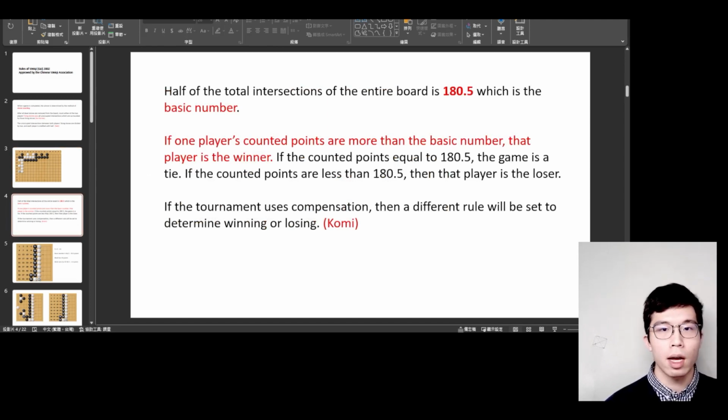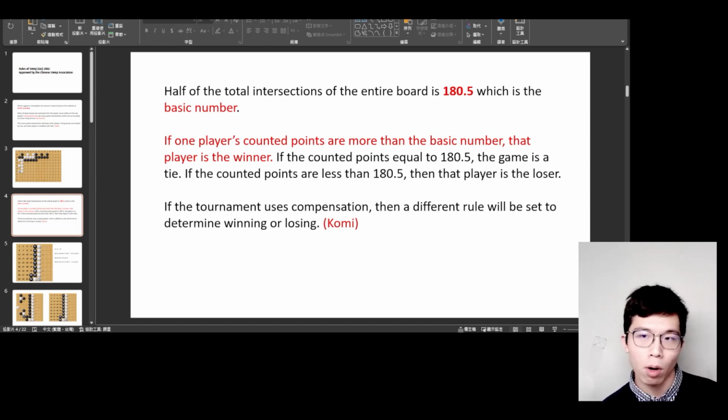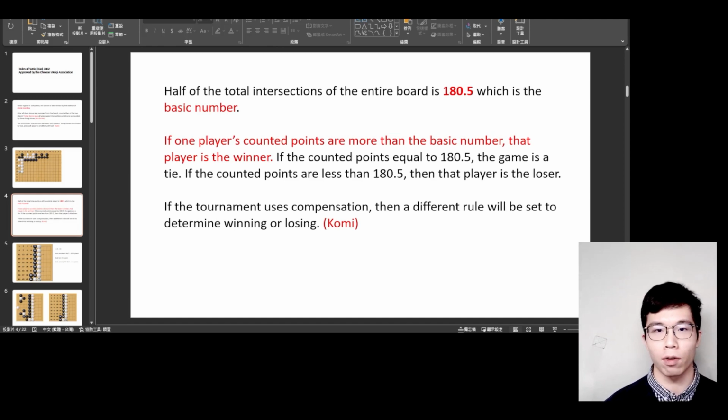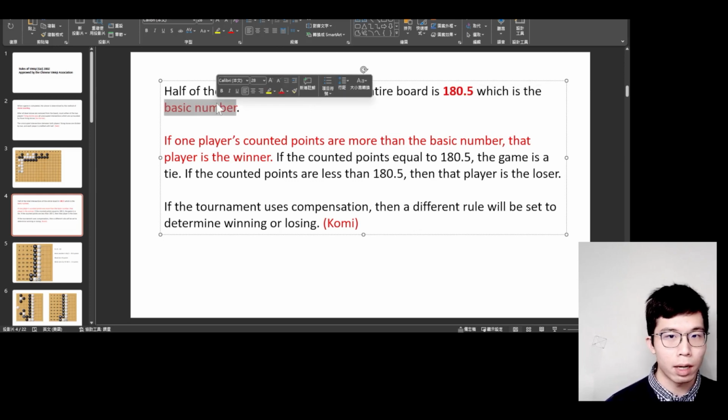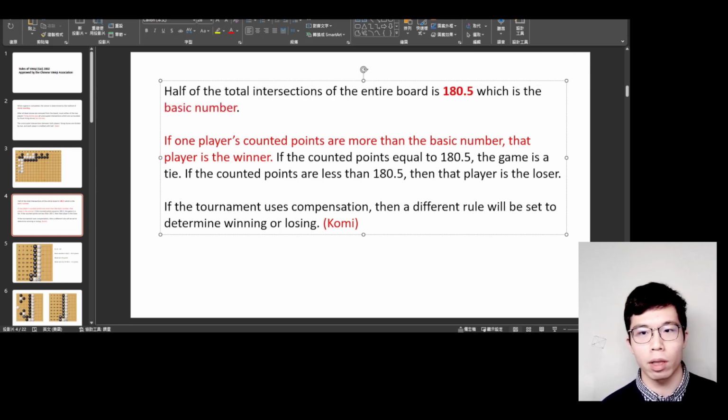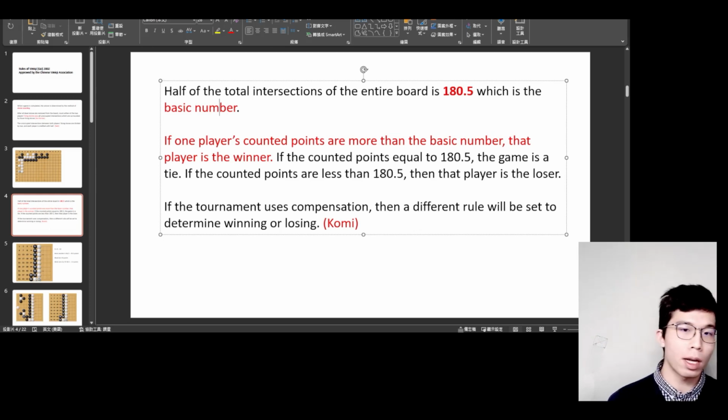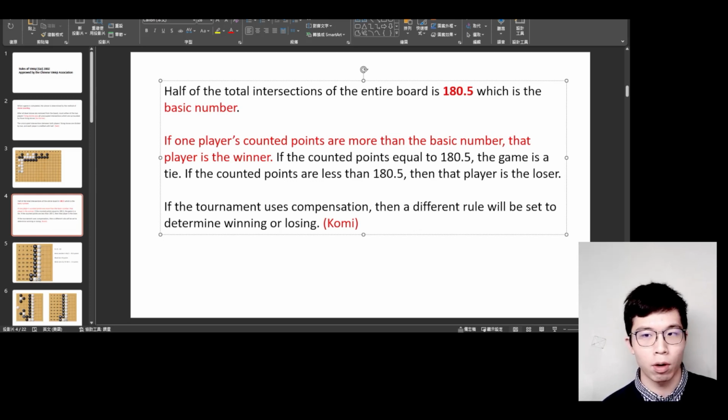Then let's continue. Half of the total intersections of the entire board is 180.5. On a 19 times 19 board, the total number of intersections is 361, and half of it is 180.5. This will be the basic number. If one player's counted points are more than the basic number, then the player will be the winner. If the counted points are equal to 180.5 points, the game is a tie. If the counted points are less than 180.5, then that player is the loser.